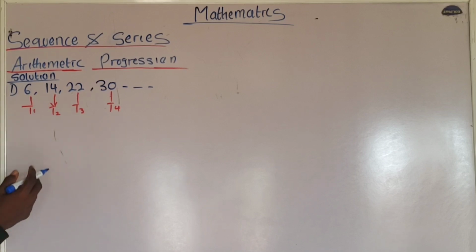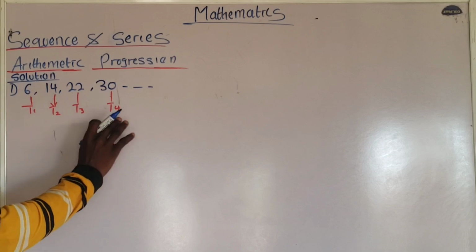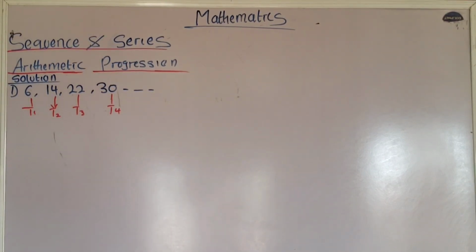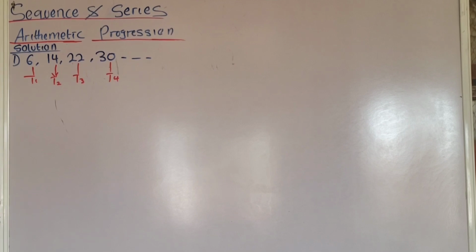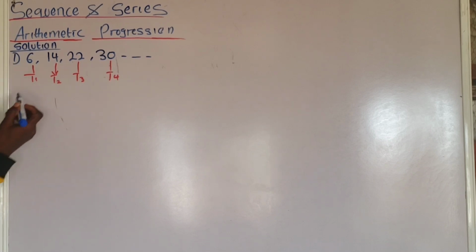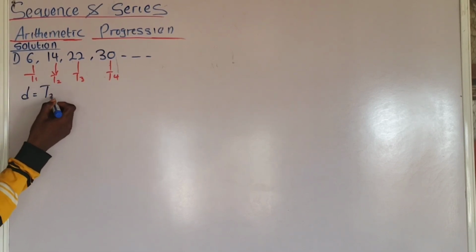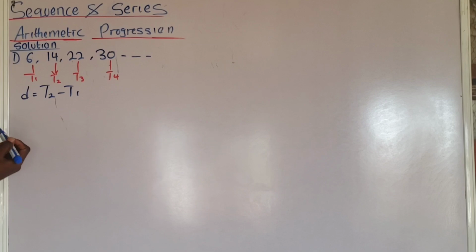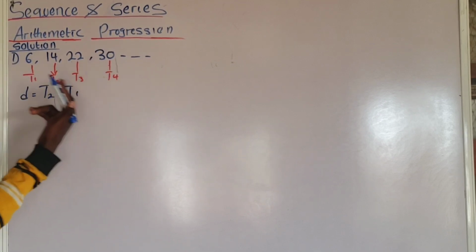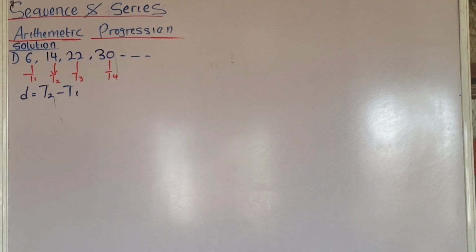So you can also do yours. Just take T4 and T3 and take the difference. You are still going to arrive at the same answer. I'm very sure if you were part of the previous class, you can do this. If you want to take the common difference, let us take T2 and T1, so D equals T2 minus T1. You can as well take T3 and T2, or T4 and T3. Just make sure the two terms you take must be consecutive. They must follow each other.